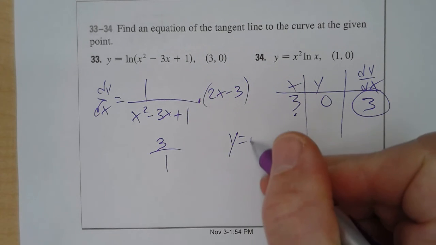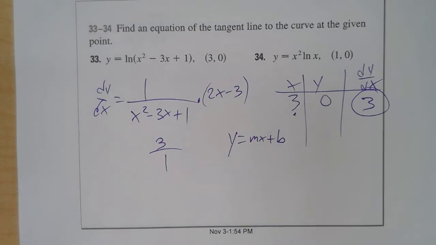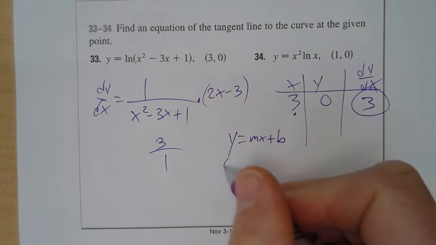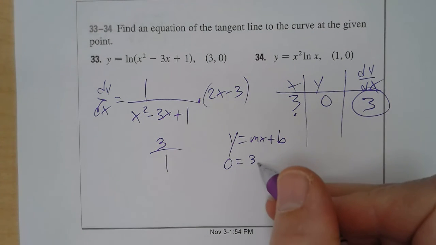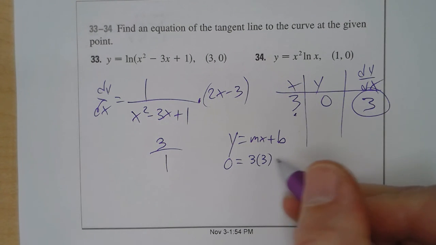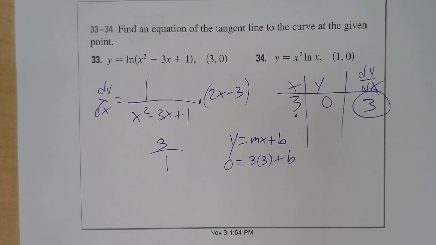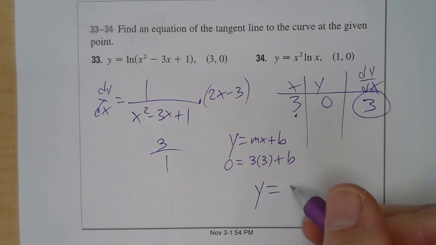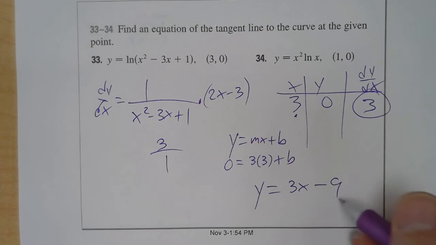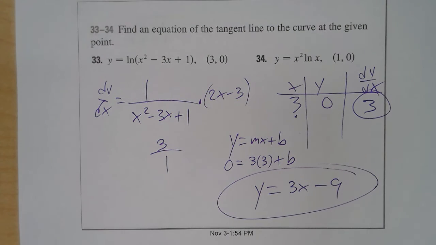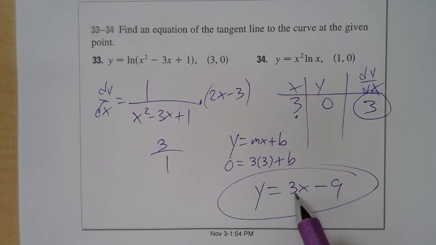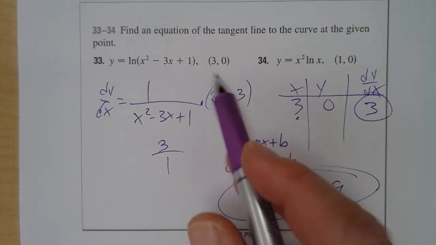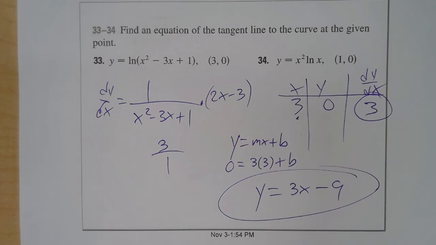So y equals mx plus b would be the equation of a line. 0 is y, 3 is m, 3 is x, plus b. So b has to be negative 9. So y is equal to 3x minus 9. That should do it, right? Yeah, 3 times 3 is 9, minus 9 makes 0. So there's the equation of the tangent line at the point (3, 0). You could type this into your calculator, and you would see that.